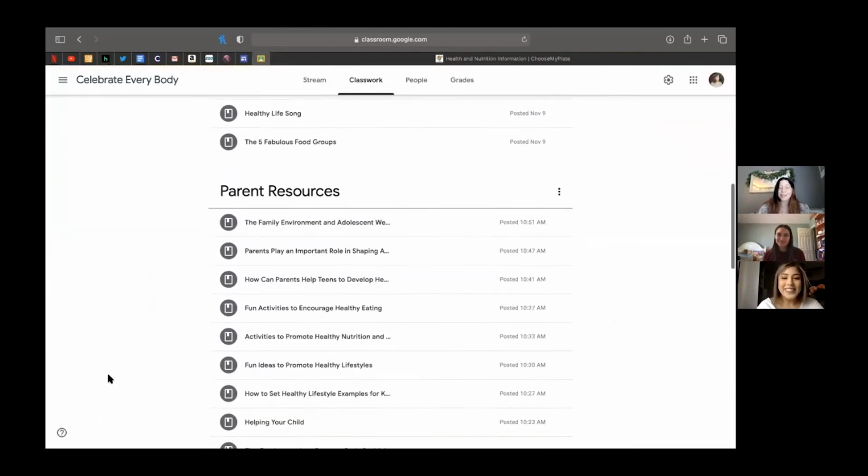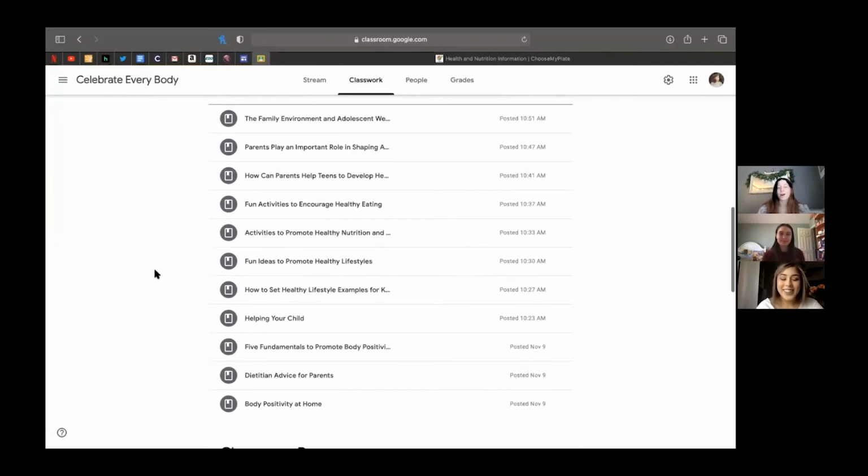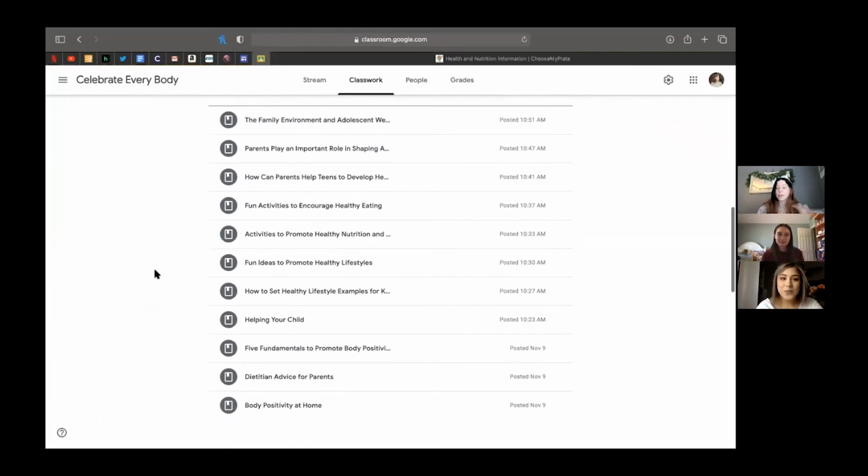Next, I did resources for parents. So here, the same as Karen's, there are resources ranging from younger ages all the way to K-12 or college. So these are resources for parents to be able to promote body positivity at home.